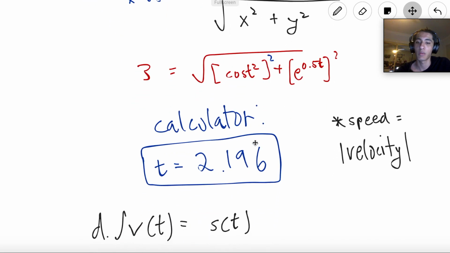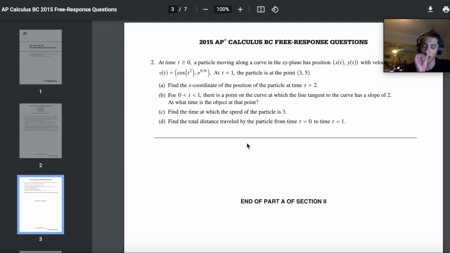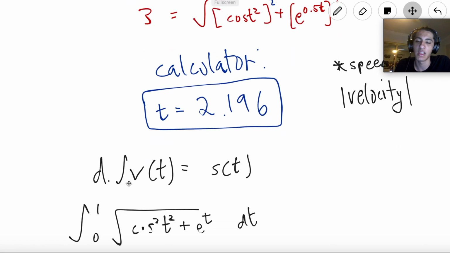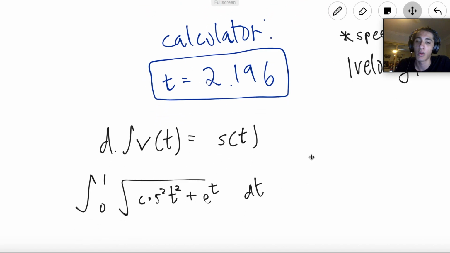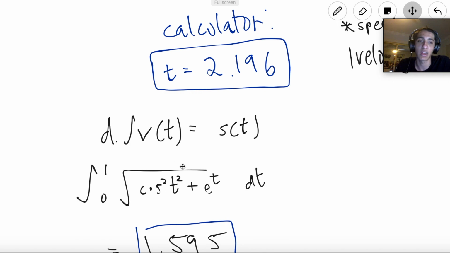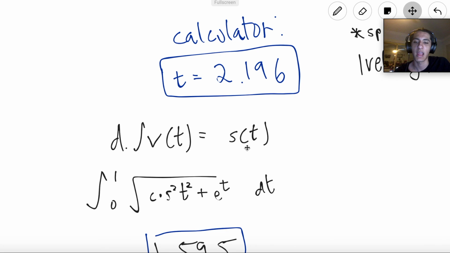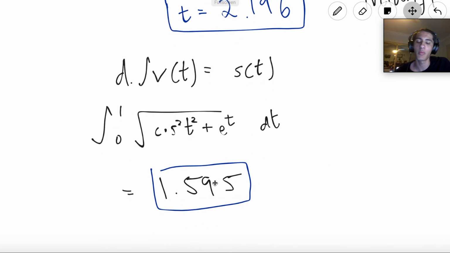So once we finally look at the last part of this question, part D, we just need to find out the total distance traveled from the particle from t0 to t1, which is actually surprisingly simple because, as I mentioned before, the integral of your velocity will be your position. So we need to use, though, our net velocity, our net speed, because we aren't just seeing how far it traveled in the x or how far it traveled in the y, we're trying to see how far it traveled in total. So this is just the simplified version of the equation we had up here, and when we integrate from 0 to 1, we get 1.595.